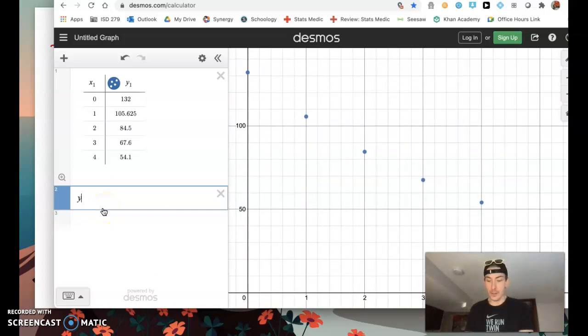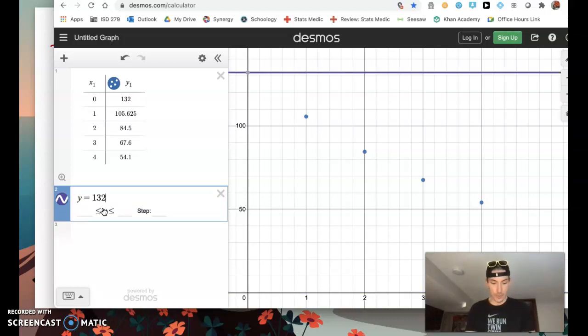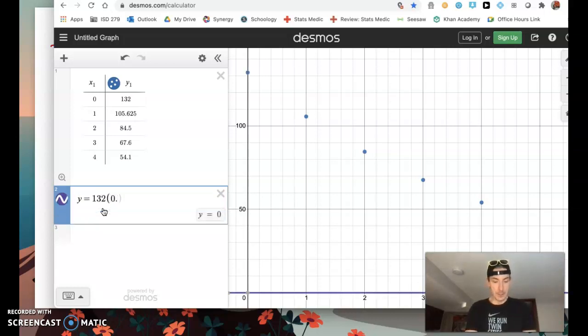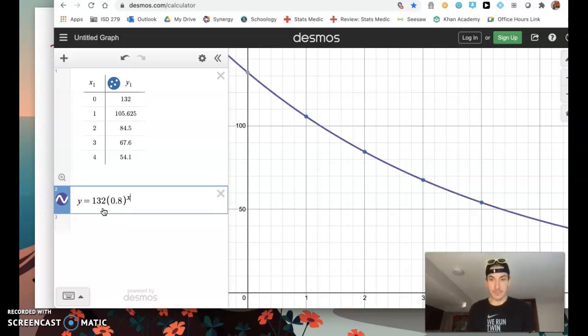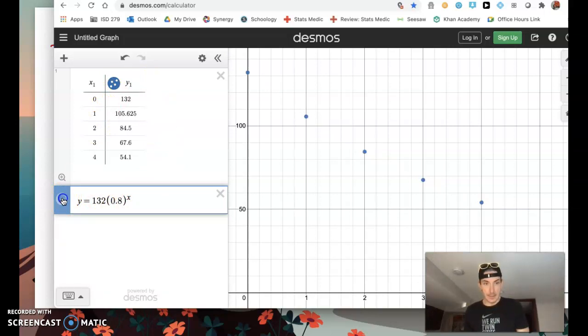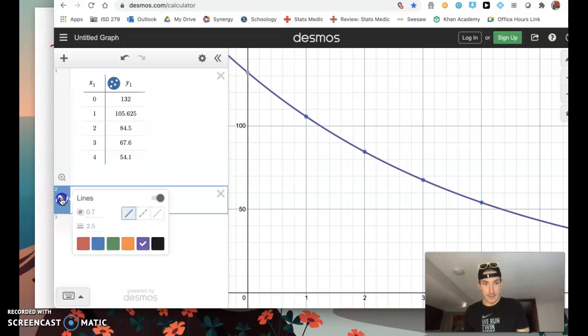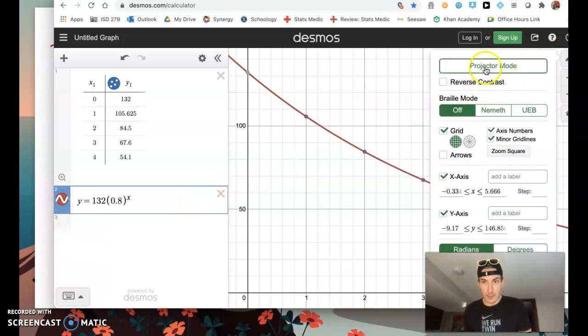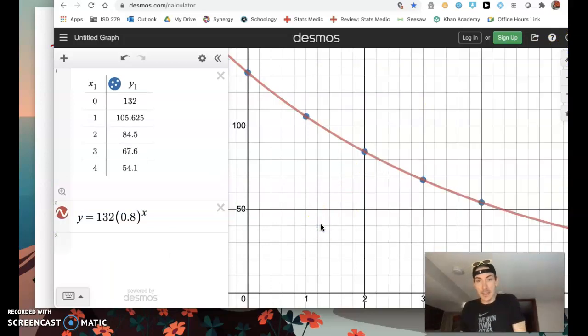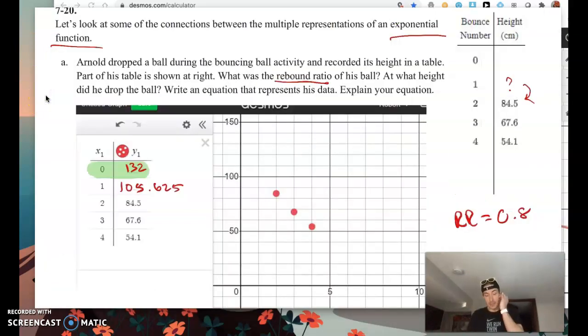Y equals 132 times 0.8 to the x power. And holy cow, look at how nicely that, maybe you can't see that because it's blue or purple. Let me turn that back on. I should make that red, and now we can kind of see those. I'll turn the projector mode on. There we go. And now we can see how nicely that fits through those points. And now we would be able to use that as a predictive model.